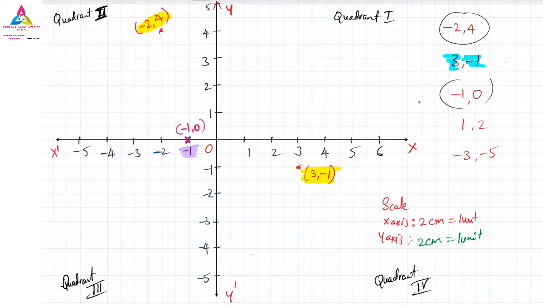So this is our minus 1 and 0. This is the point of intersection. It will come on the OX dash axis.